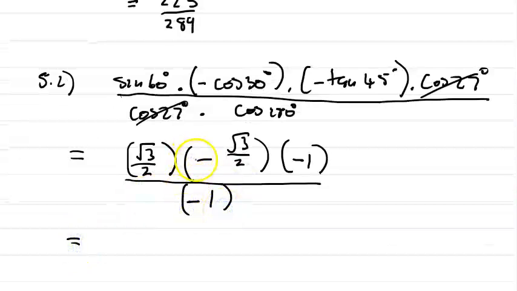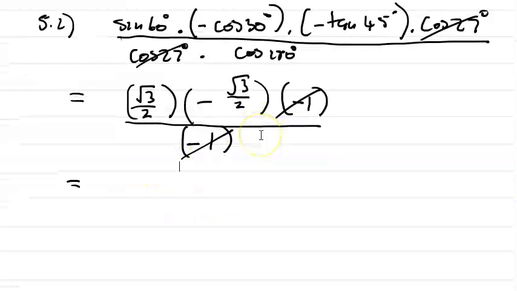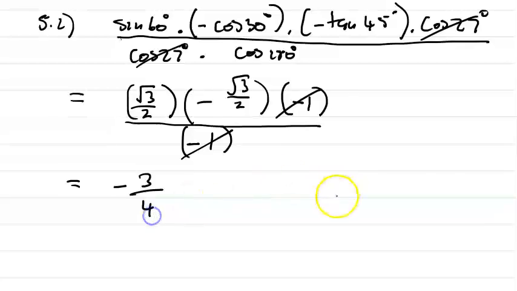Equals to. So now if you look at it, minus 1 and minus 1 will cancel. Root 3 times root 3 is 3. Plus times a minus is minus, and 2 times 2 is equal to 4. That is, I'm going to leave it there in this video.